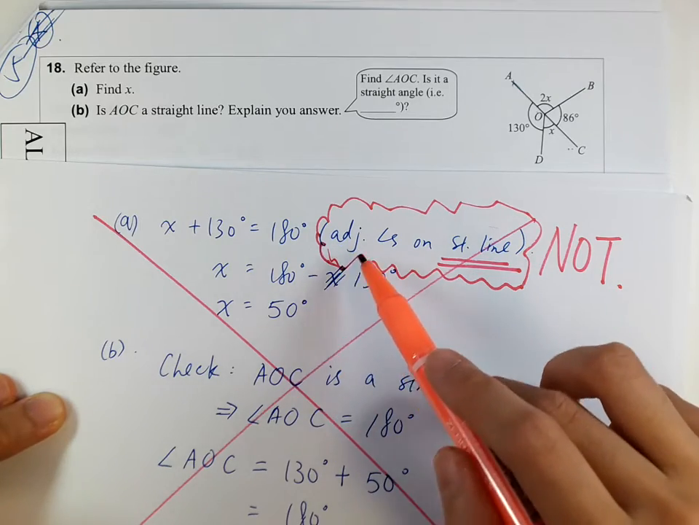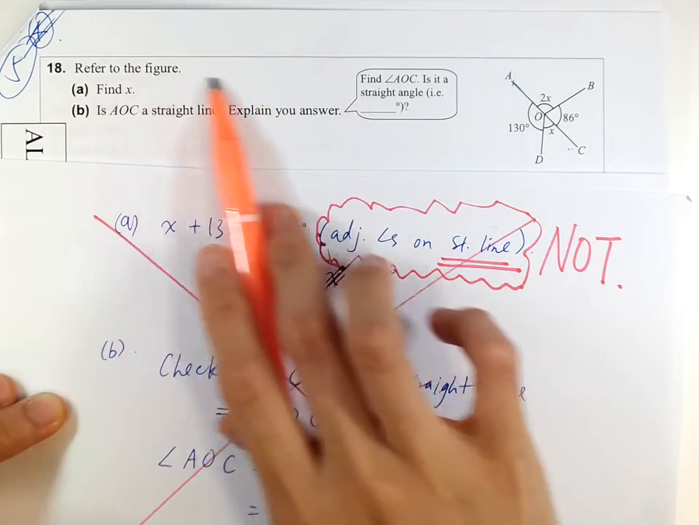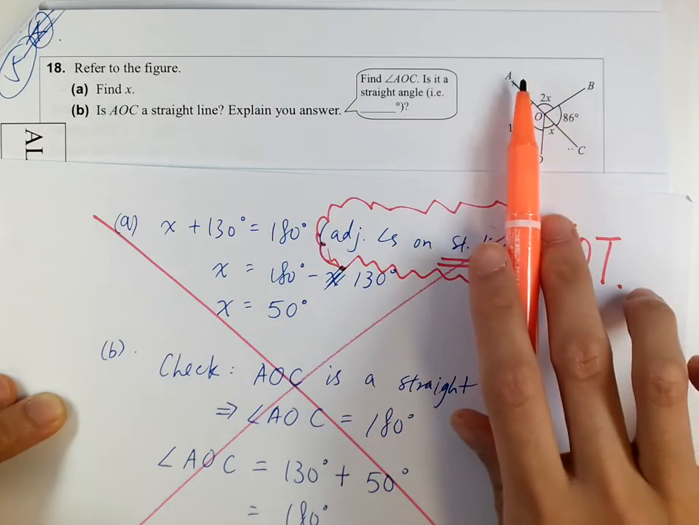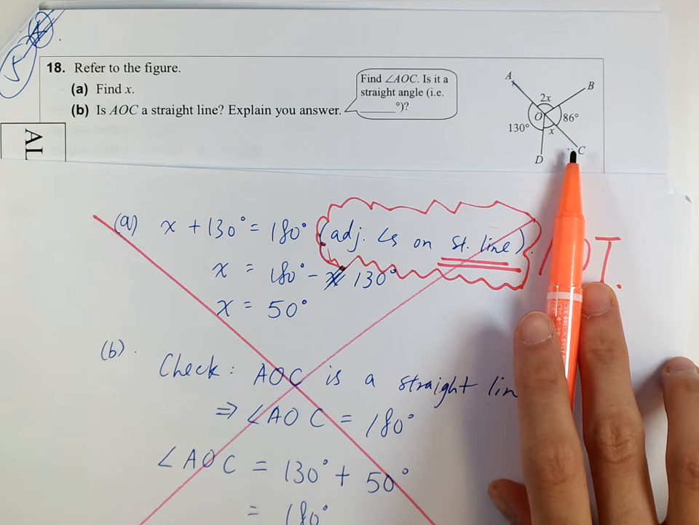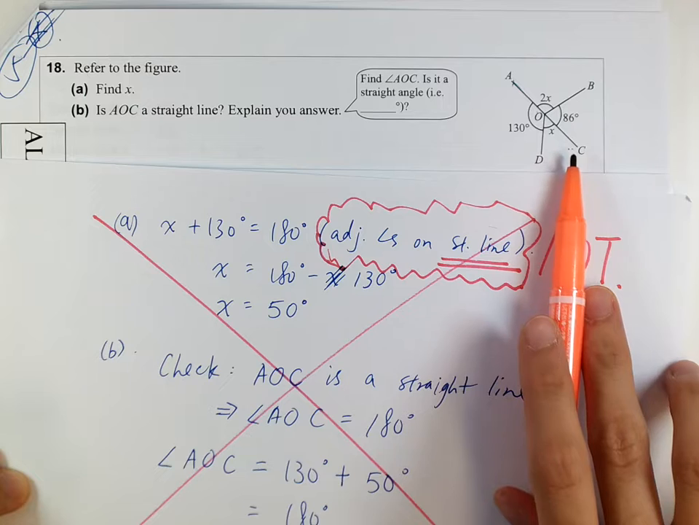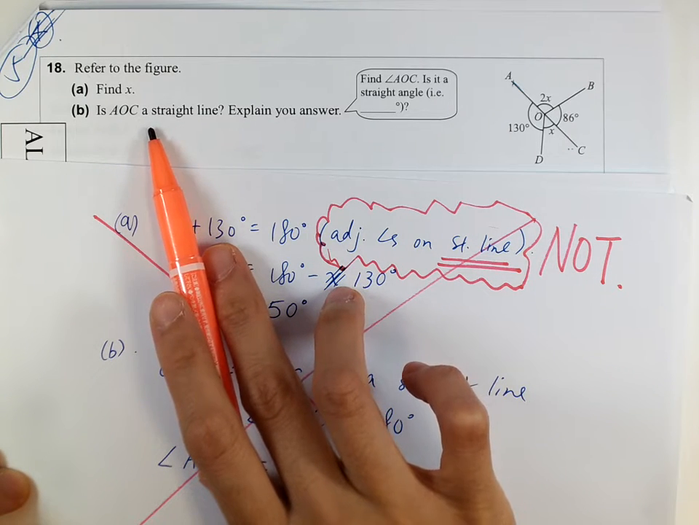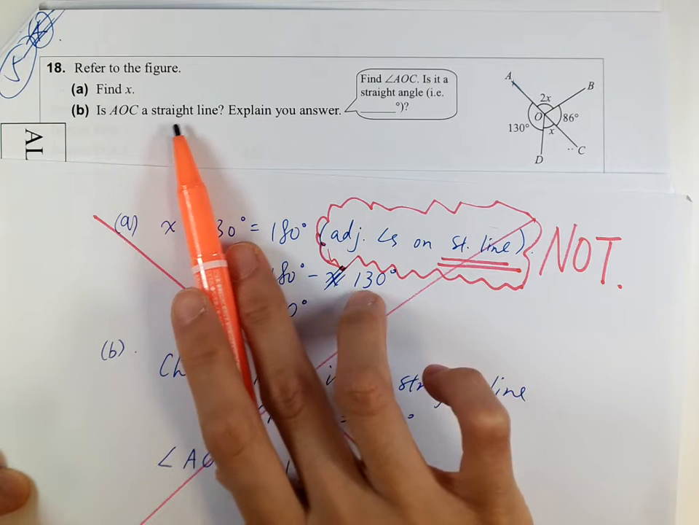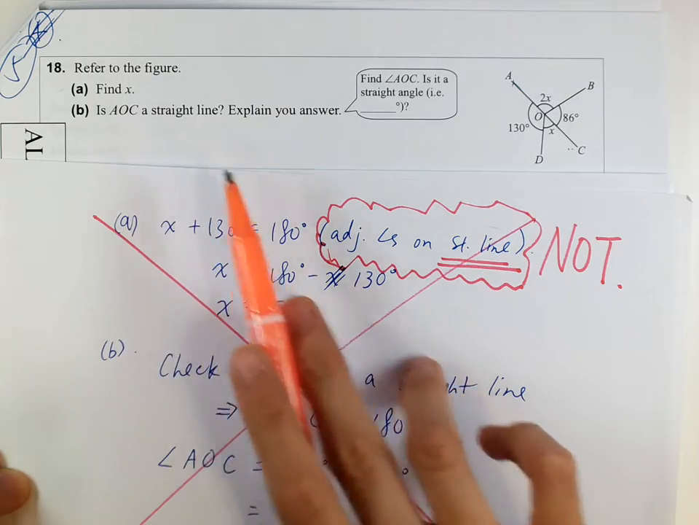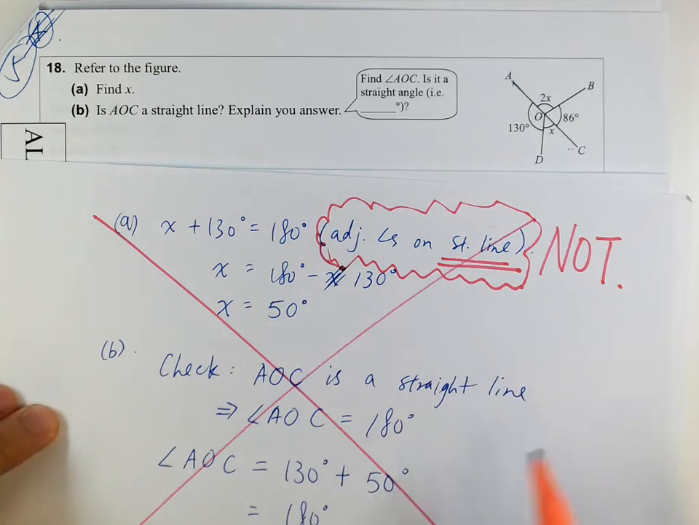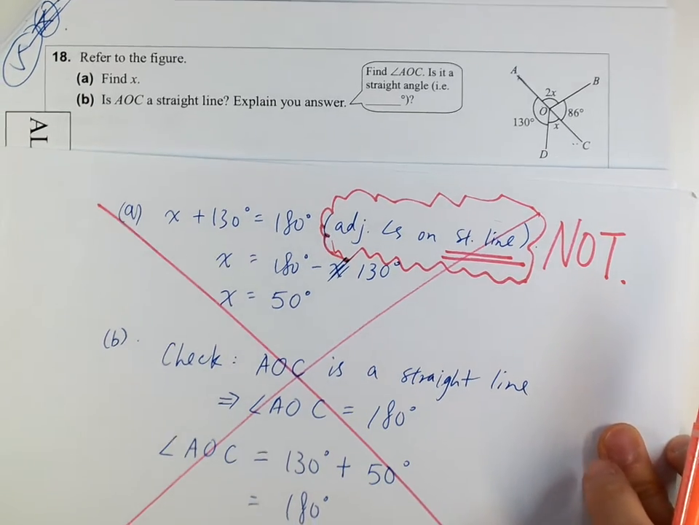So be very careful. Make sure that you read the questions carefully and check every condition. Because it doesn't mention AOC is a straight line, you cannot say so. And the second reason is, if AOC is a straight line, then why does part B ask you whether it is a straight line? It's not reasonable to ask you if it is a straight line, if it is given as a straight line. Everything here is wrong, so we need to do it again.